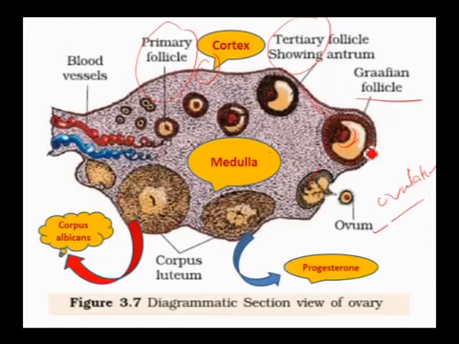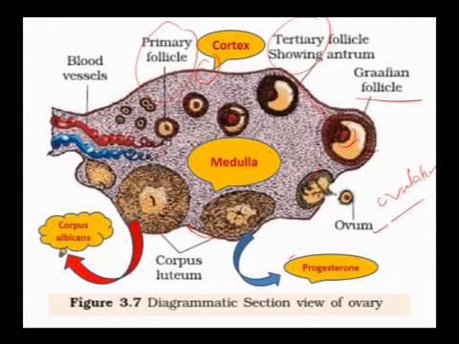After ovulation, the ruptured Graafian follicle is converted into corpus luteum. Corpus luteum starts secreting a sex hormone called progesterone in expectation of pregnancy and fertilization. If fertilization does not occur, corpus luteum undergoes degeneration and remains as a white scar in the ovary. This white scar or white body is called corpus albicans.